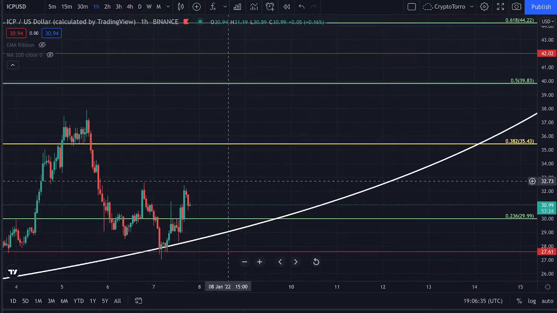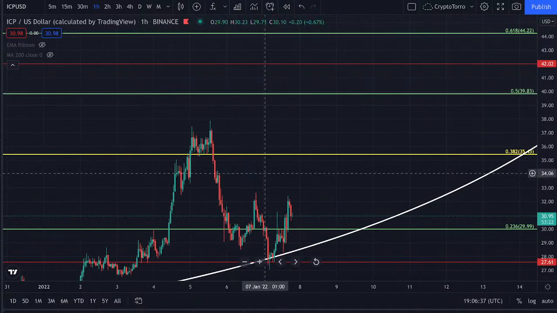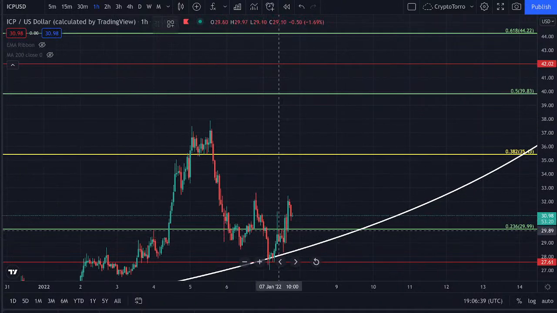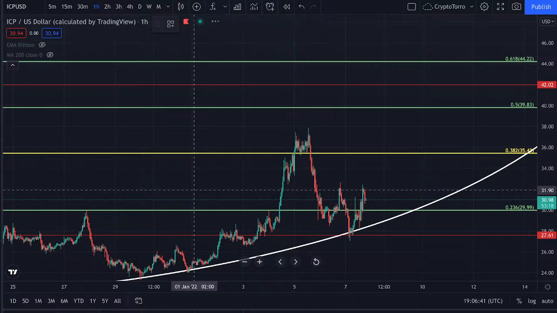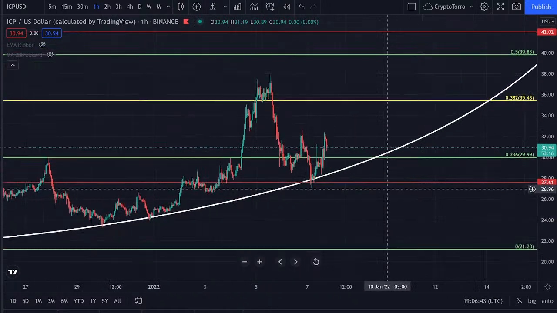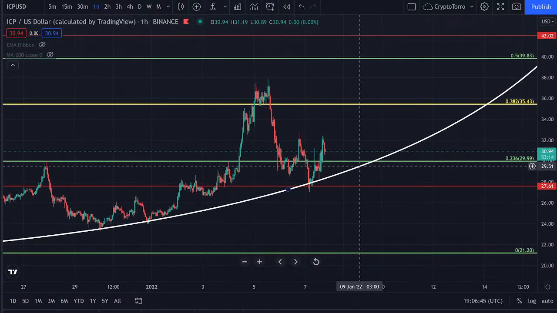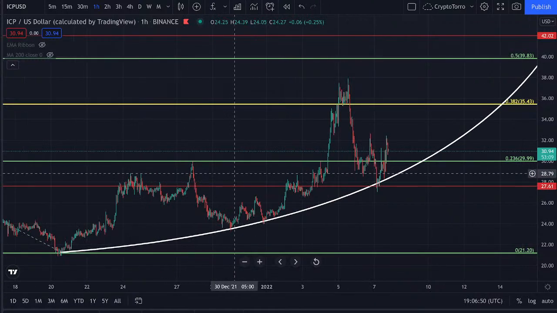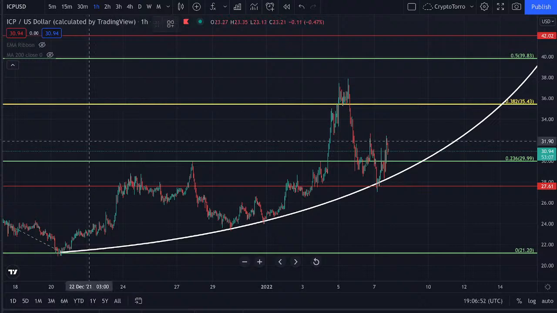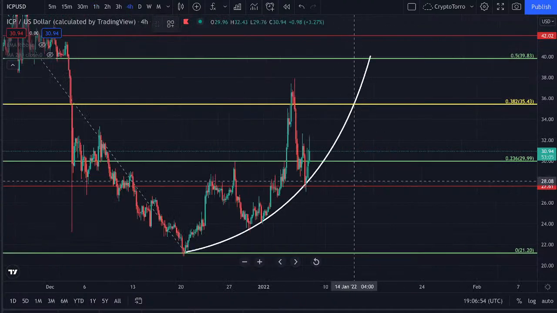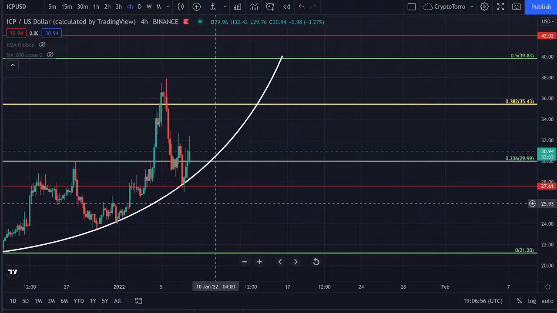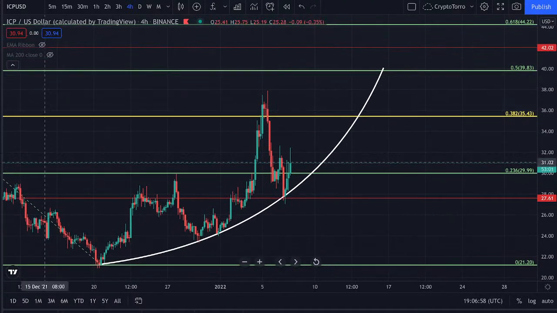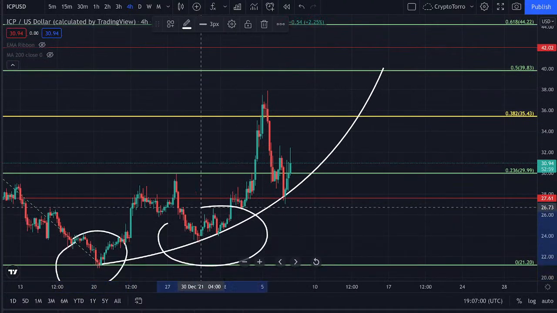What are the price targets? Well, what I think is for sure important to see is that we would like to create once more a higher low, because otherwise, if we do not create once more a higher low, it would be quite devastating for the price action of Internet Computer, due to the fact that we could expect a reversal taking place if this occurs.